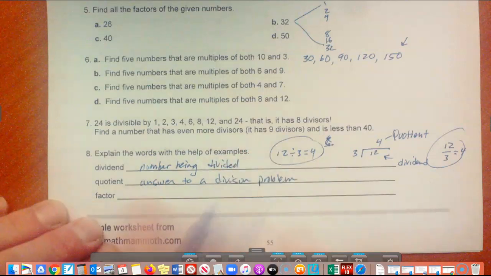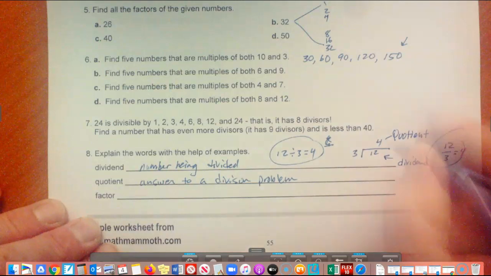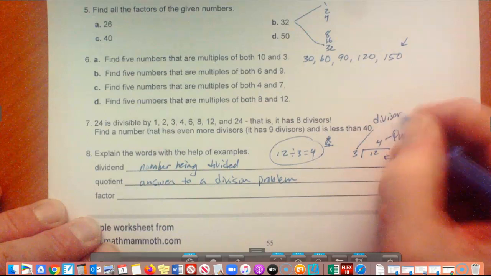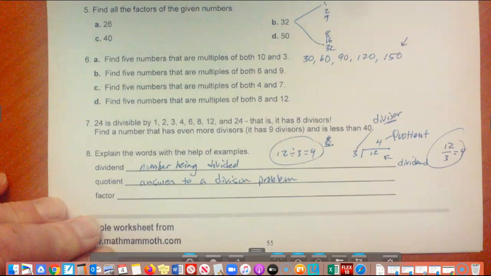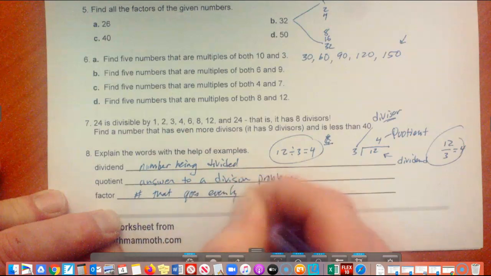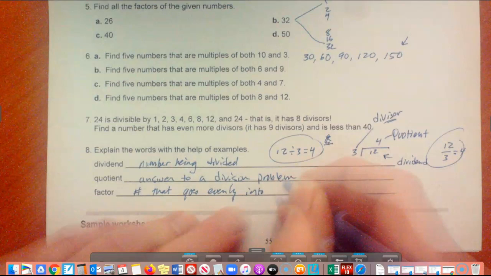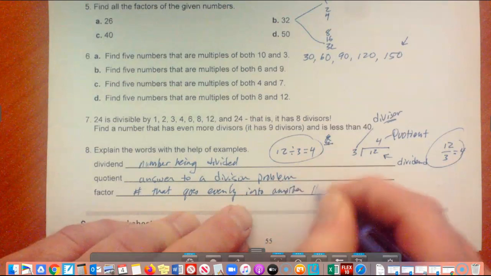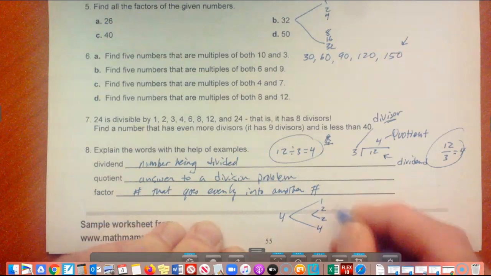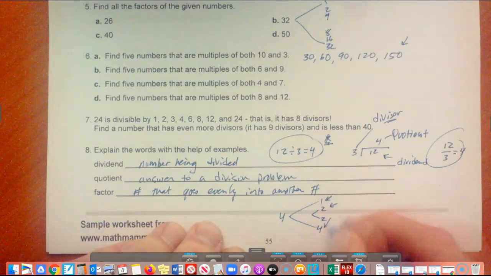And a factor of a number is a little bit different. This number over here, I'm just going to label this one. This is the divisor. The divisor is the number that is being divided by. And then a factor is a number that goes evenly into another number. They said give examples, so we'll put down 4, and I'll put 1, 4, 2, and 2. These numbers here are factors because they all go evenly into 4.